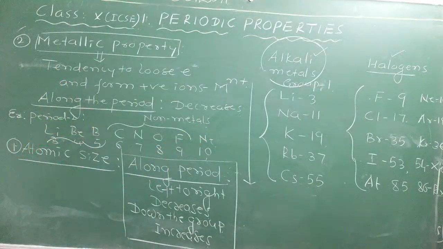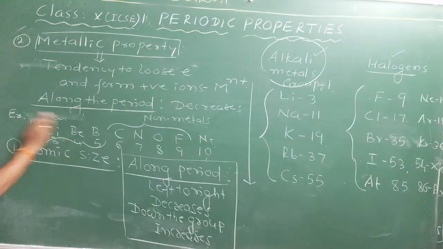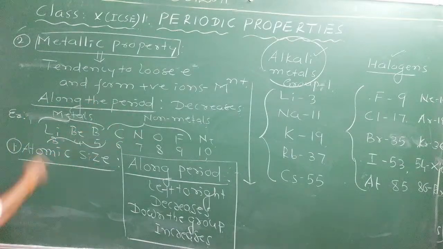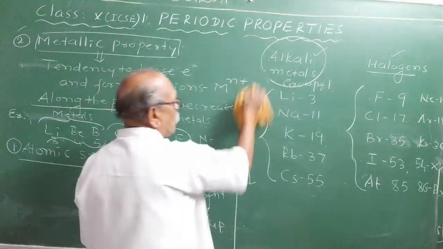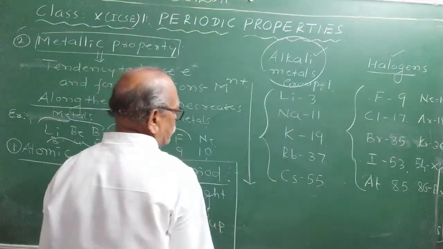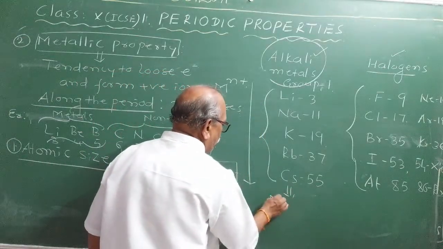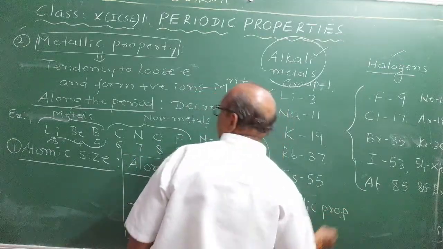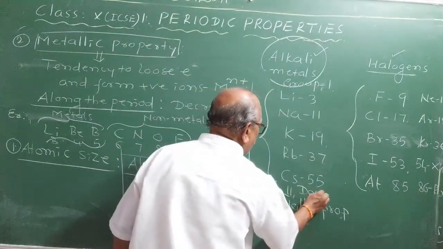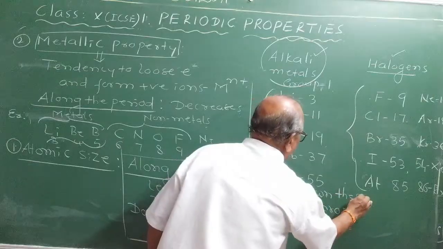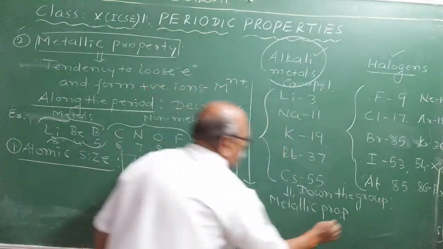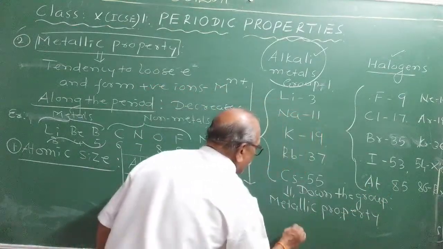Why is this happening? Why are lithium, beryllium, boron metals? Why does the metallic property go on decreasing from left to right along the period? And if you come down the group, these are alkali metals. Down the group, metallic property goes on increasing. Remember, this is along the period. If you take down the group, alkali metals, try to understand the concepts clearly. Metallic property, remember, increases.